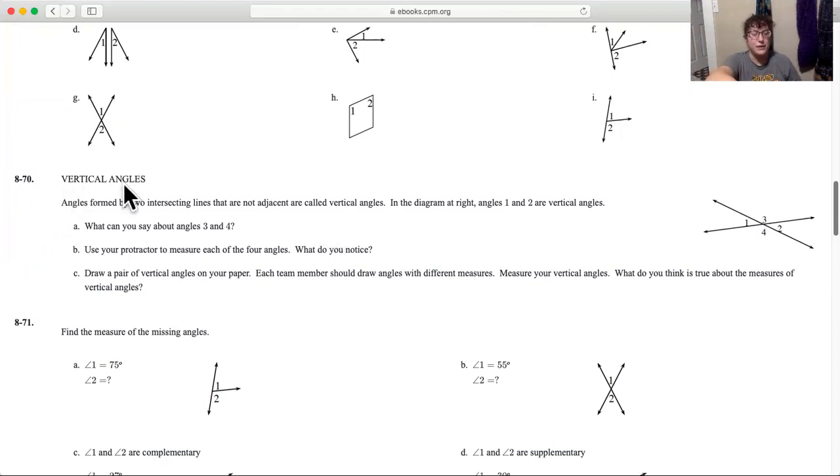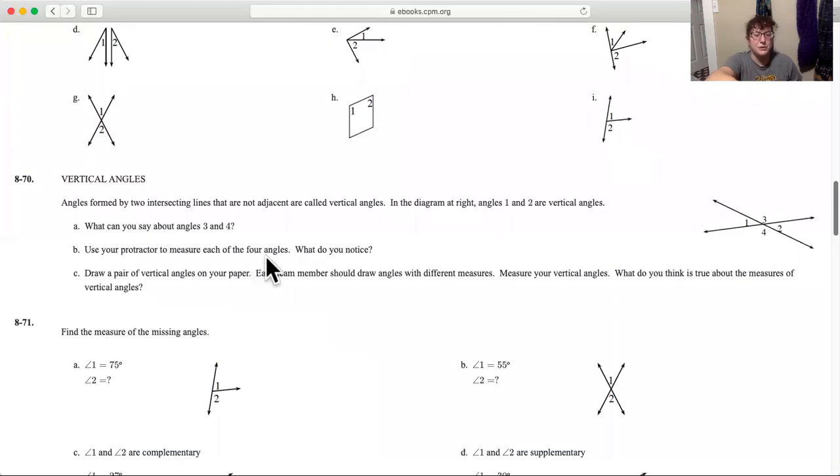Okay, then we have vertical angles. Angles formed by 2 intersecting lines that are not adjacent are called vertical angles. In the diagram at the right, angles 1 and 2 are vertical angles. What can you say about 3 and 4? So 3 and 4, they are not adjacent. They have a vertex, but they don't have a similar side. So 3 and 4 also are vertical angles.